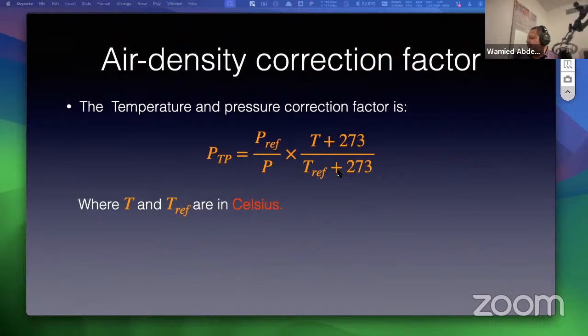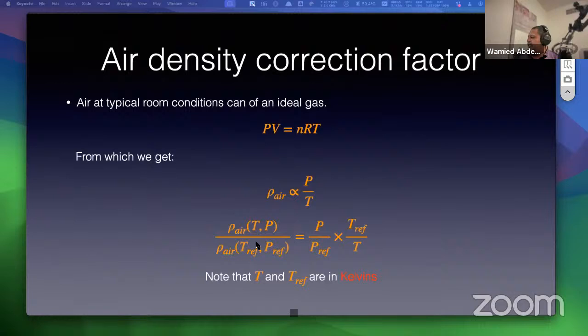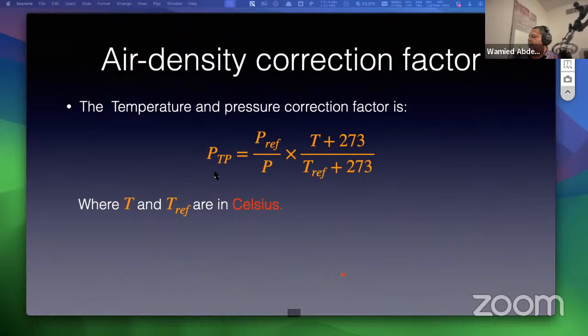But the point is that this reference condition, take care of it. Reference temperature: if the chamber was calibrated in North America, this reference temperature is 22 degrees. And if the chamber was calibrated in a lab in Europe, this is 20. You can see 20 or 22 changes slightly this temperature and pressure correction factor. Notice this is the correction for the density, so the reciprocal of that will be actually the temperature and pressure correction.